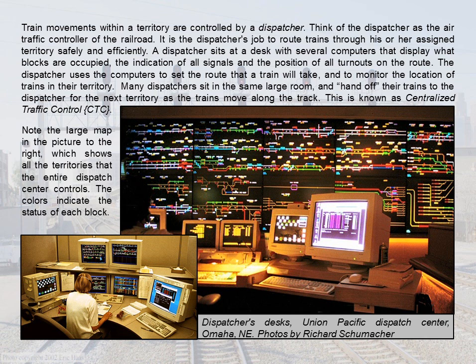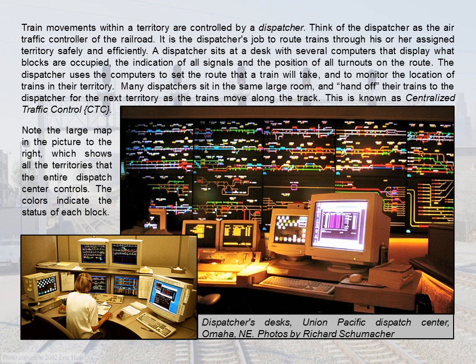Train movements within a territory are controlled by a dispatcher. Think of the dispatcher as the air traffic controller of the railroad. It is the dispatcher's job to route trains through his or her assigned territory safely and efficiently. A dispatcher sits at a desk with several computers that display what blocks are occupied, the indication of all signals, and the position of all turnouts on the route.